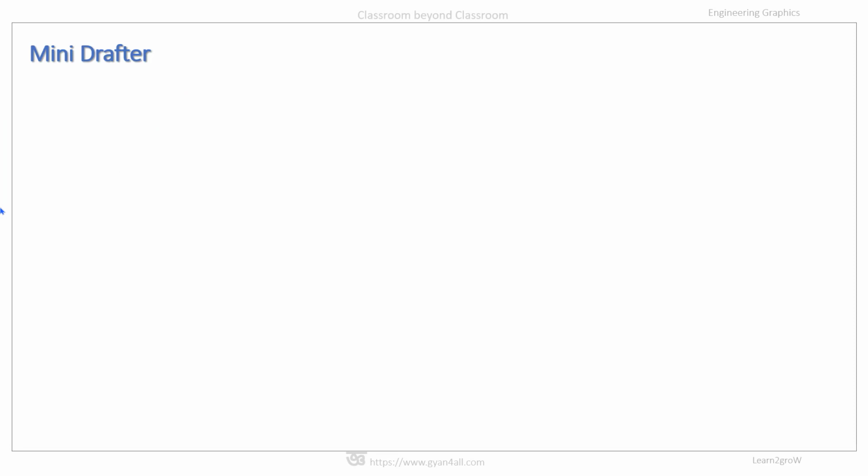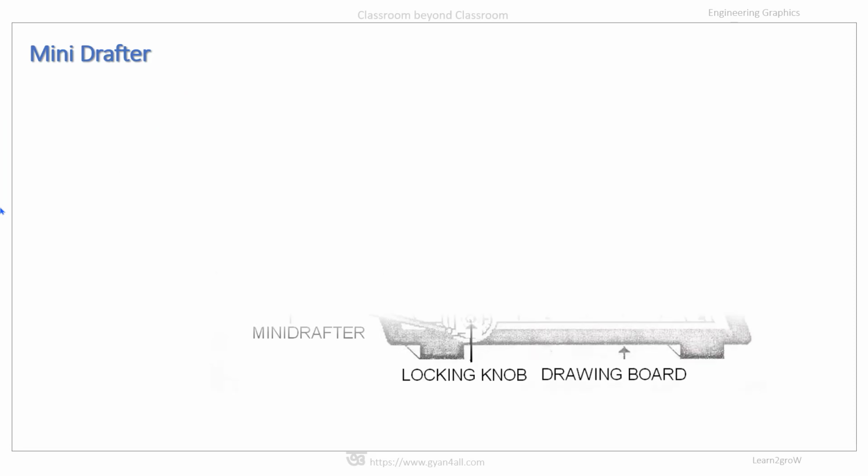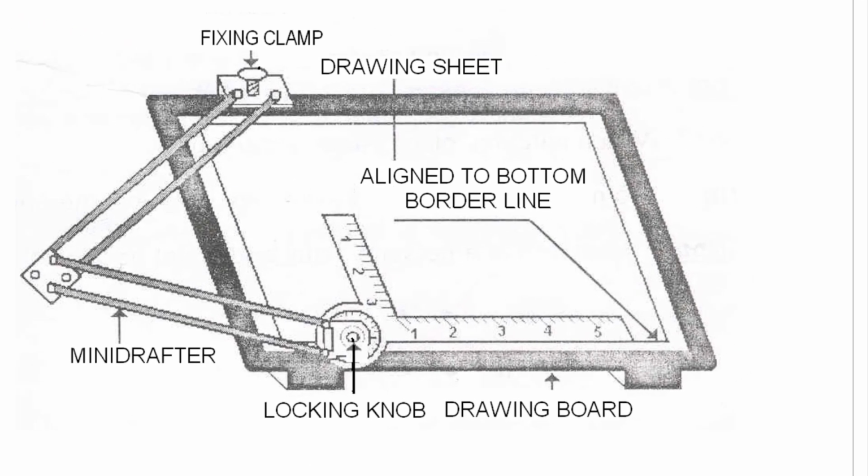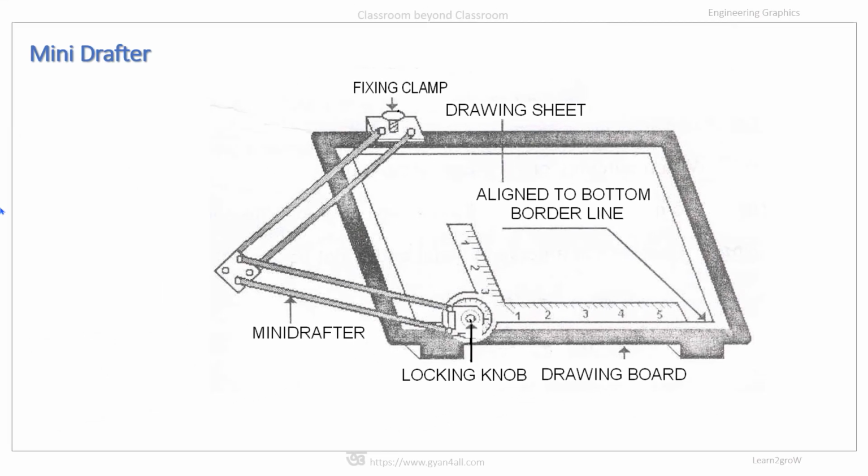Minidrafter. Minidrafter is a substitute for the T-square. So Minidrafter is extensively used by students in place of the T-square. It is clamped at the top edge of the board. This is the clamping position generally. The L-shaped scale is used as the working edge. So this is the L-shaped scale. It is used as the working edge.